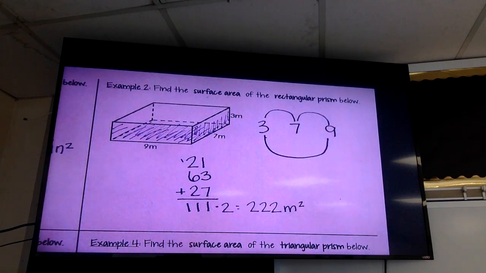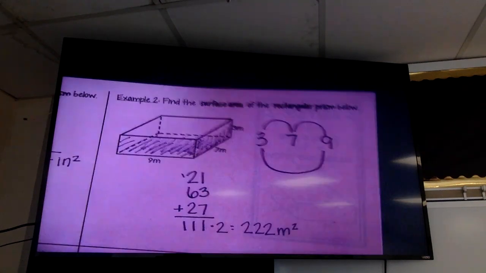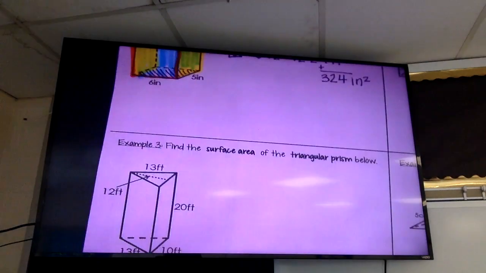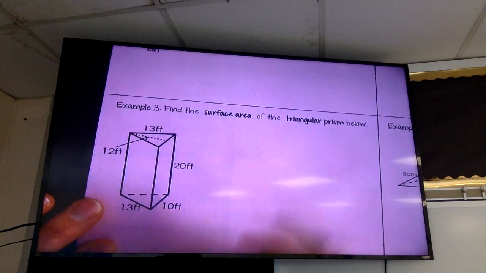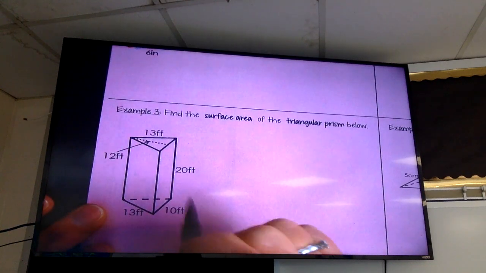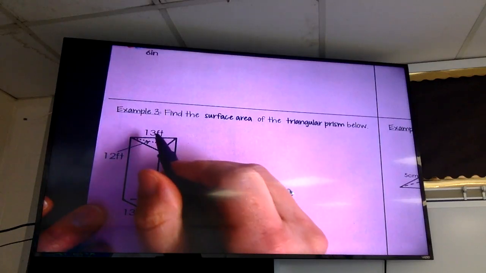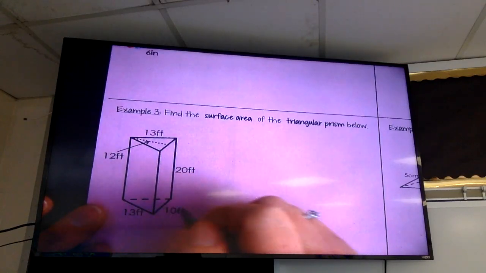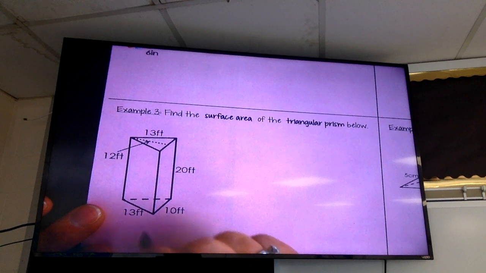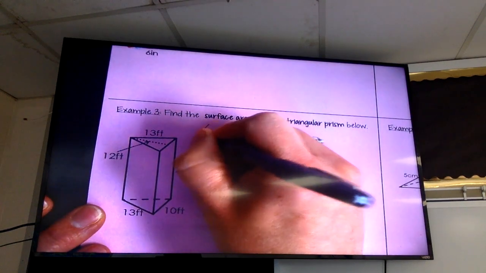So that's a rectangular prism. That's the easy ones. Triangular prisms are a lot more difficult. There's just a lot more steps to them. So here's a triangular prism. A triangular prism is made up of two identical triangular bases and then three rectangular faces that surround it. I'm going to start with the triangular bases.